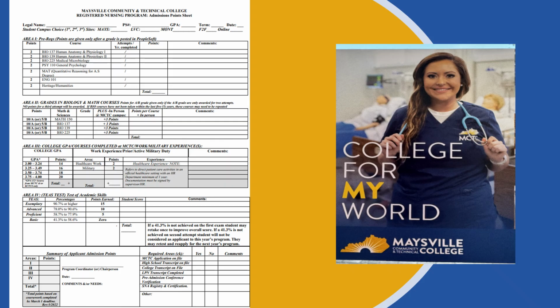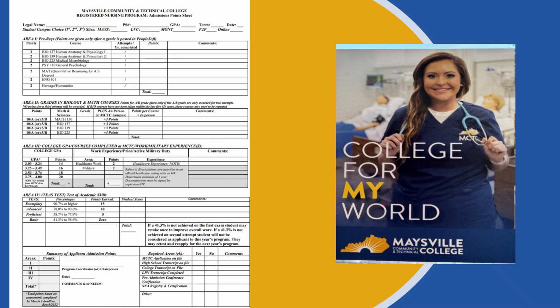So if you've taken your math 150 or the math requirement that we ask for, your bio 137 through 225, we look at your grades, and if you got an A, you will get 10 points for each A that you receive in that class. If you get a B, you will get 5 points for each grade that you receive in that class.